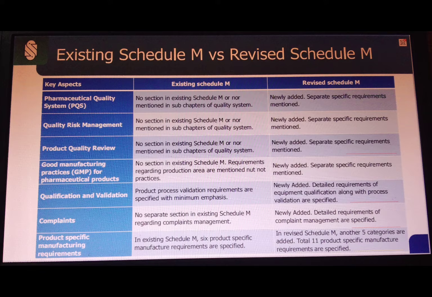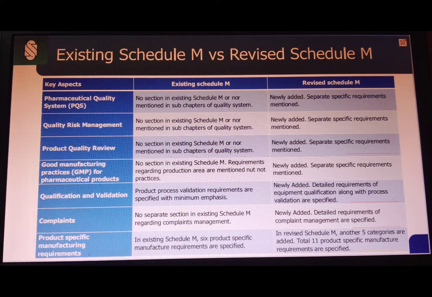Qualification and validation. In the existing Schedule M, product process validation requirements are specified with minimum emphasis. But in the revised Schedule M, newly added detailed requirements of equipment qualification along with process validation are specified.